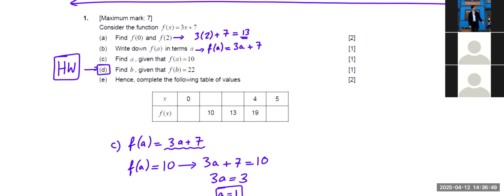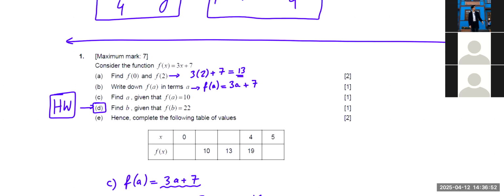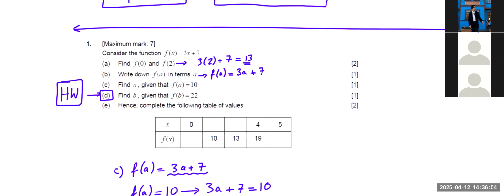Okay, let's complete this table of values. It says that when x is 0, what do you guys think f of x is? Sophia, what do you think?